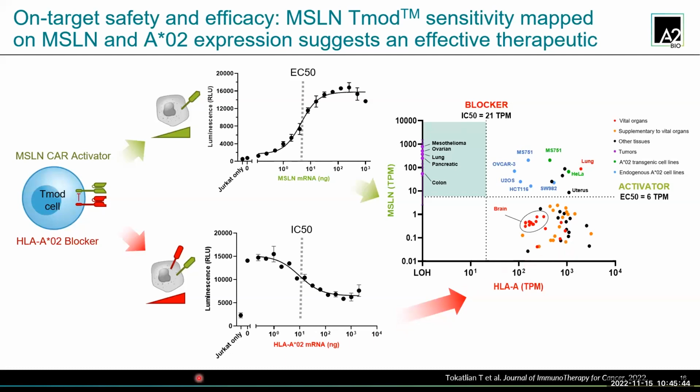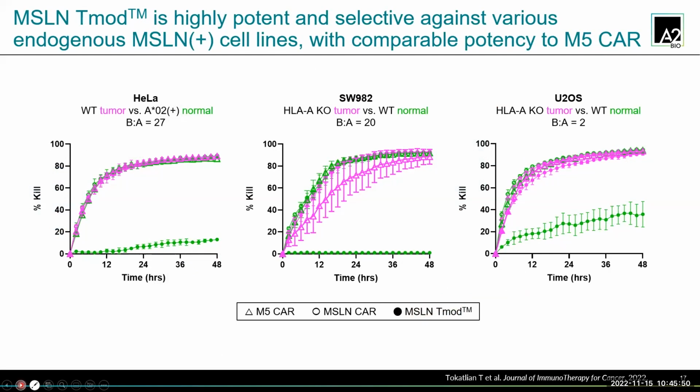So we next performed in vitro cytotoxicity assays with mesothelin TMOD or mesothelin CAR alone in primary T cells. We cultured these TMOD T cells with various endogenous mesothelin expressing cell lines. So this includes HeLa, SW982, and U2OS cells with varying blocker to activator ratios. HeLas have 27:1. We engineered in A2 here, whereas SW982s have a 20:1, and U2OS have a 2:1 beta A ratio. These endogenously express A2, so for the isogenic control, we knocked out HLA-A.